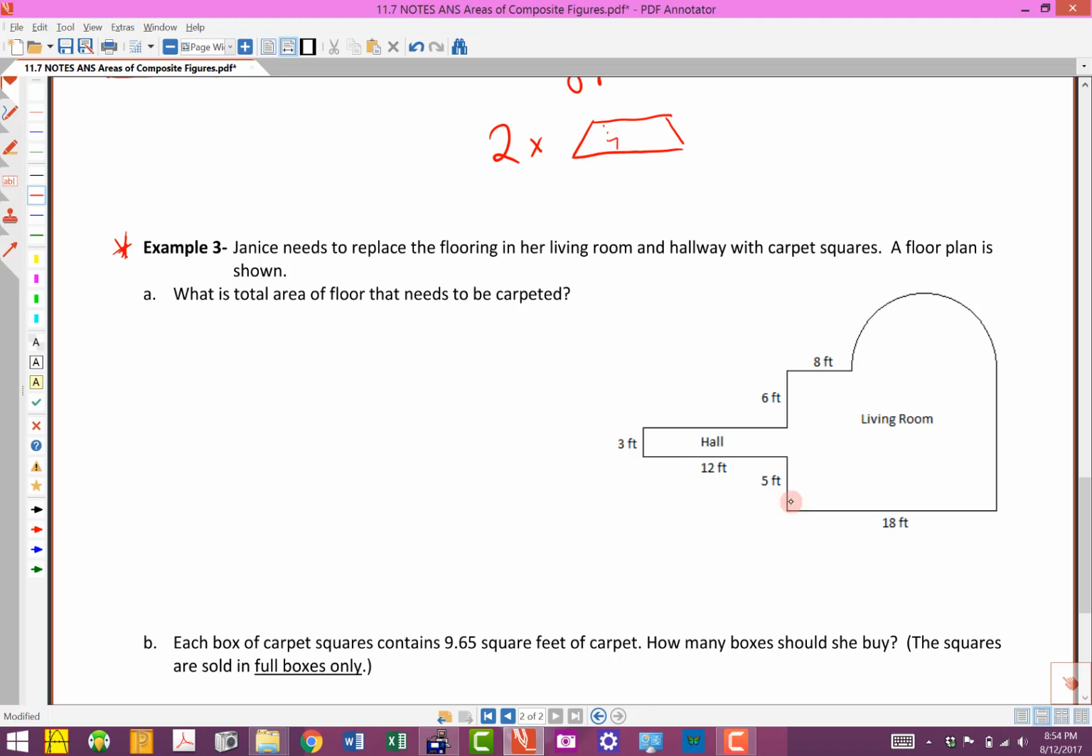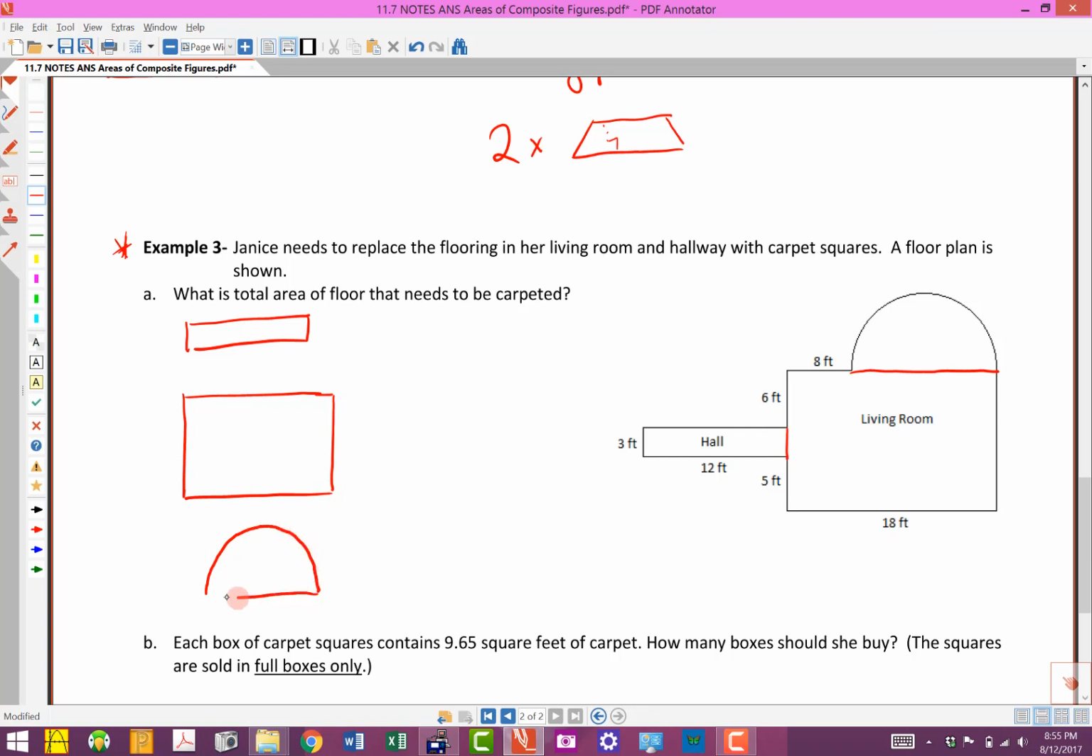So we've got this compound shape right here, so let's start breaking it up and let's do it as efficiently as possible. We've got that nice rectangular hallway. This is a nice shaped living room, except for this piece right here. So what we've got here is a hallway that looks like this. We've got a living room that looks like this, except for this semicircle that's attached there. So we want to find the area of each one of those. So let's see if we can figure this out.